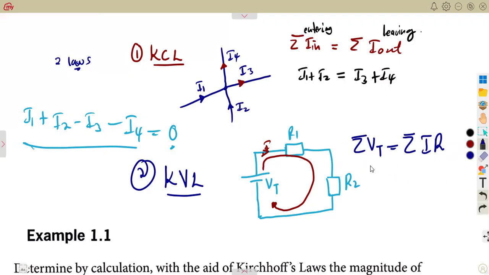That means the sum of the voltages must be equal to 0. Everything that we have must give us 0. The sum of all voltages around a closed path is 0.